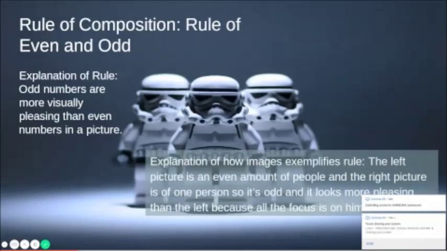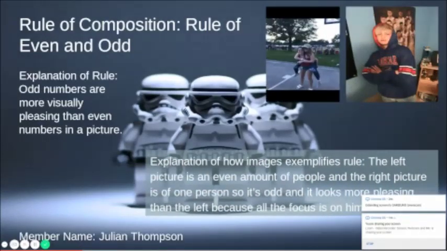Rule of even and odd. Odd numbers are more visually pleasing than even numbers in a picture. The left picture is an even amount of people, and the right picture is one person, so it's odd. And it looks more pleasing than the left because all the focus is on him.